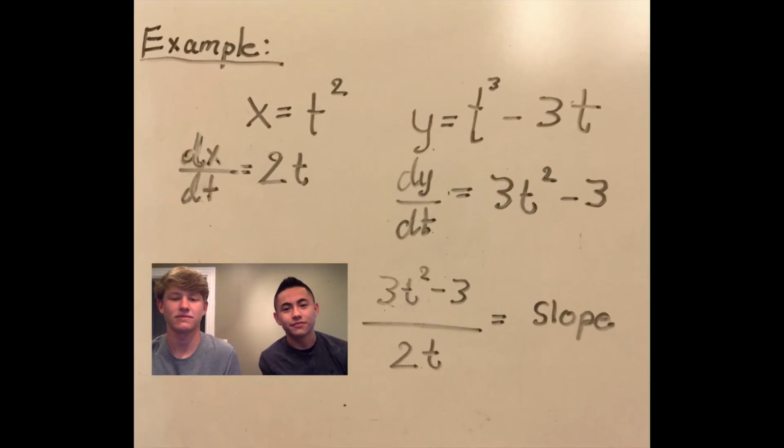Let's look at an example of finding the slope of a parametric equation. Here are the two functions, x equals t squared and y equals t cubed minus 3t. You would start by taking the derivative of both the equations, then placing the y derivative over the x derivative and simplify.